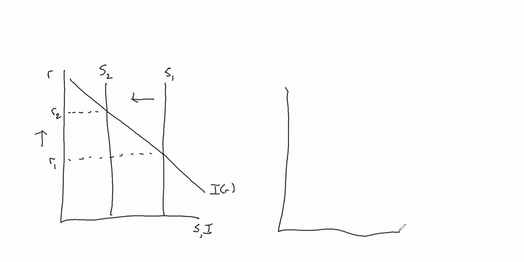And so if at S1, we started at point Y1, say right here. So we started at R1 and Y1. Let's say that income were to fall to Y2. When income fell to Y2, it decreased our total savings. And when it decreased our total savings, that increased the interest rate to R2.